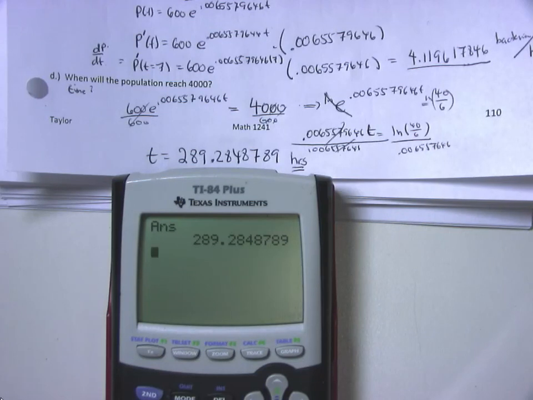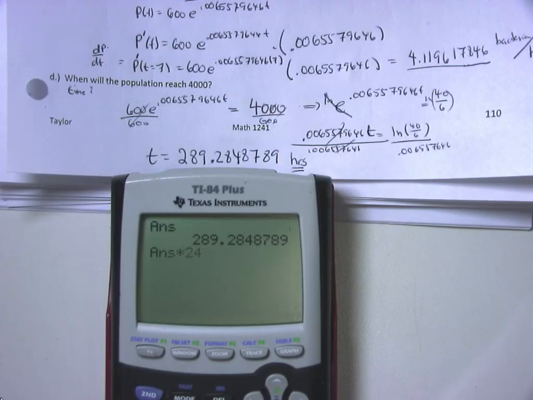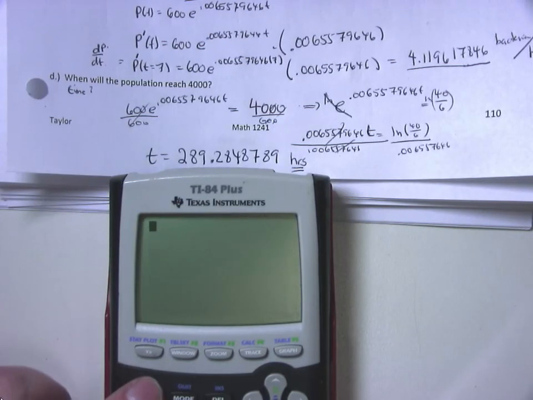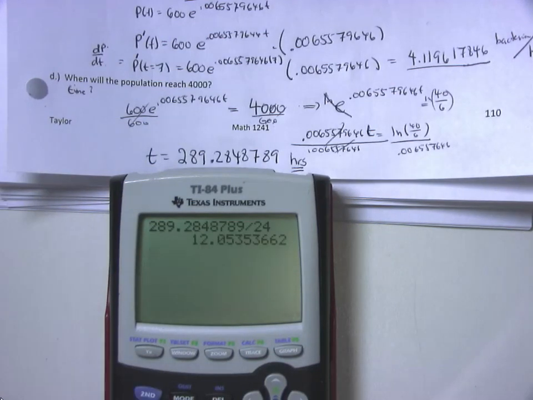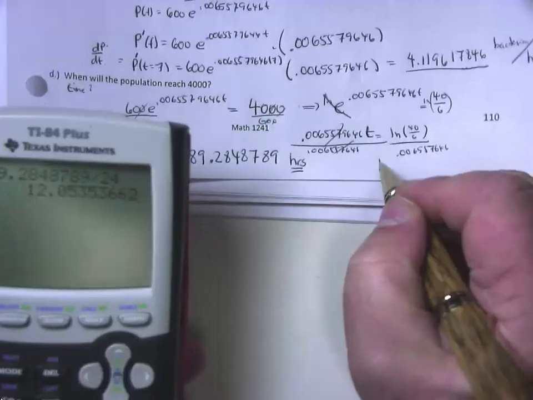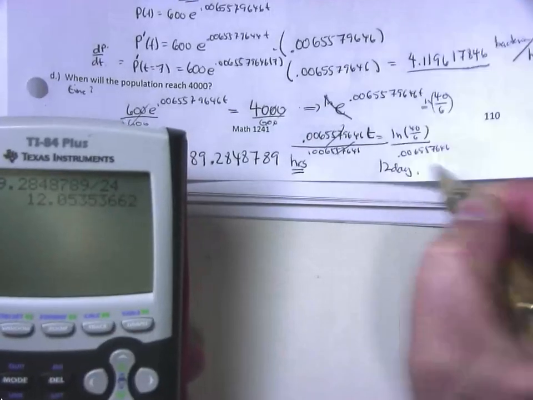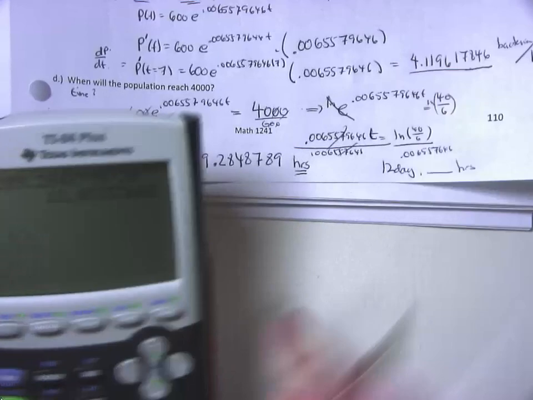Well, let's see now. How many hours in a day? 24. So if I take this and divide by 24, oh, wrong, bad math here. Hold on, let me go back. What was that? 289.2848789. Divide by 24. Sorry, I hit the wrong button on the calculator. How many days is that? We got 12 days. Now we need hours.